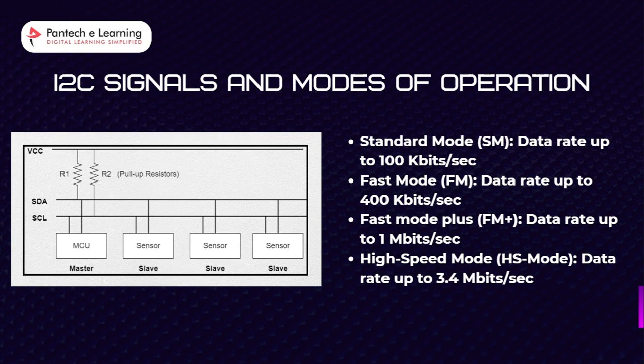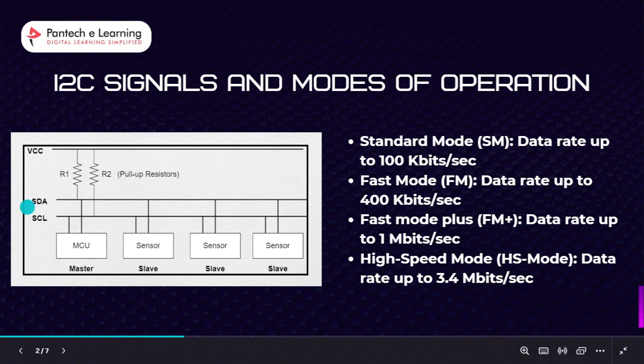Coming to the I2C signals and modes of operation, it is a two-wire protocol, and the wires are called serial data and serial clock. Both data and clock are bidirectional lines, connected to a positive voltage supply via a pull-up resistor. So both the data and clock lines are held high when the bus is free. The output stages of devices must have an open drain or open collector configuration. The bus capacitance limits the number of interfaces connected to the bus.